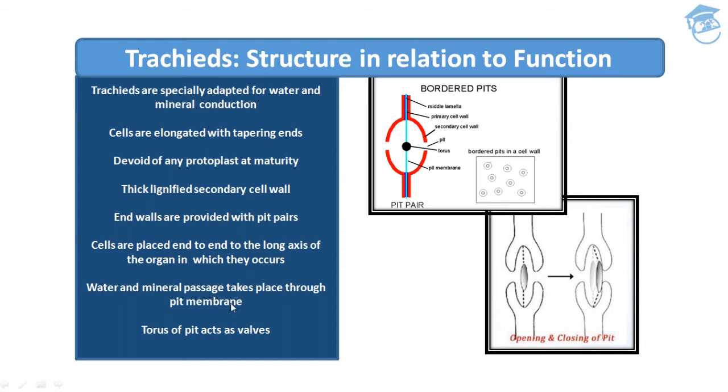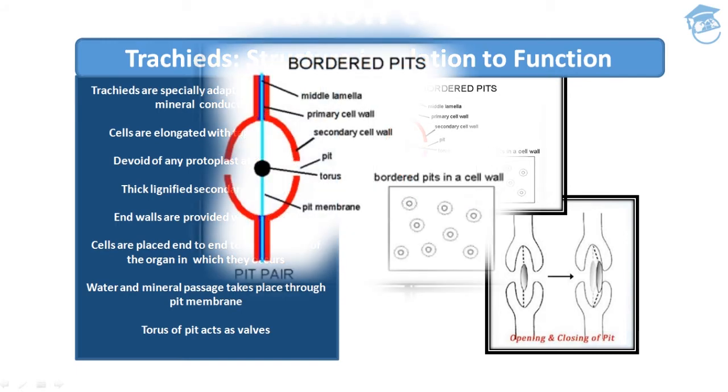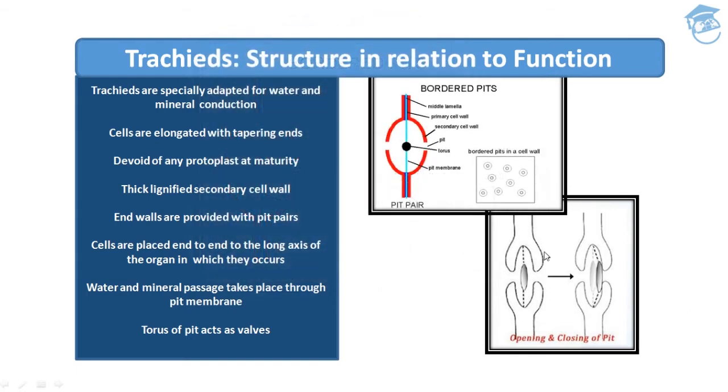Okay, so this is the bordered pit. As you can see, this is the middle lamella, which is represented by this blue color. This is the primary cell wall, this is the secondary cell wall, and this is the pit area. This is the torus of the pit. It acts as a valve for closing and opening of the pit, as you can see. So this is the bordered pit present in the cell wall. The cells are placed end to end along the long axis of the organ, and water and mineral passage takes place through the pit membrane, and the torus of the pit acts as a valve.